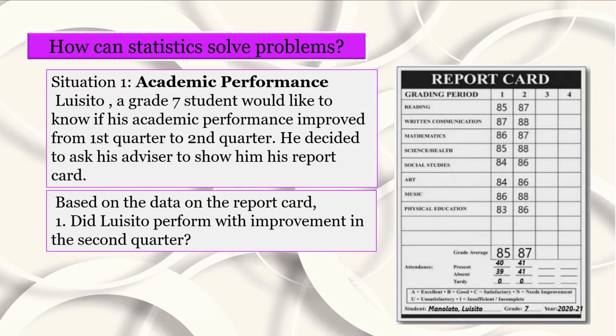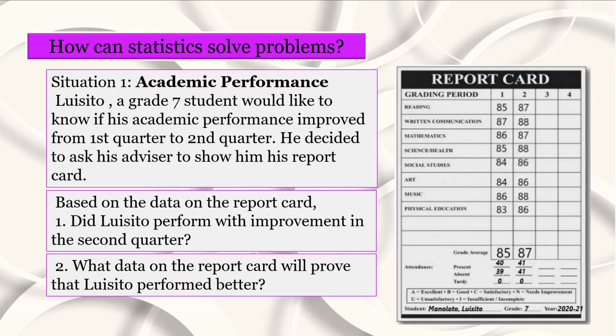As you can see, we have here the subjects of reading, written communication, mathematics, science and health, social studies, arts, music, and physical education. We need to compare the first grading period grade and the second grading period grade to know if Luisito has improvement in the second quarter. Did Luisito improve in the second quarter? Yes, he improved in the second quarter.